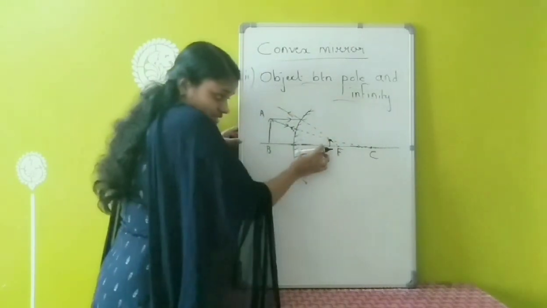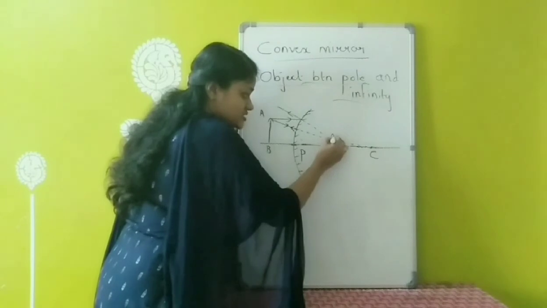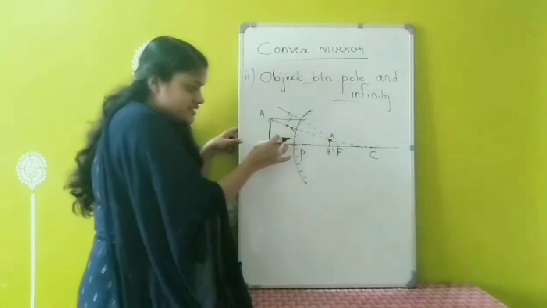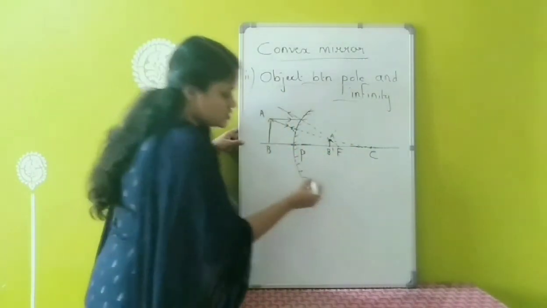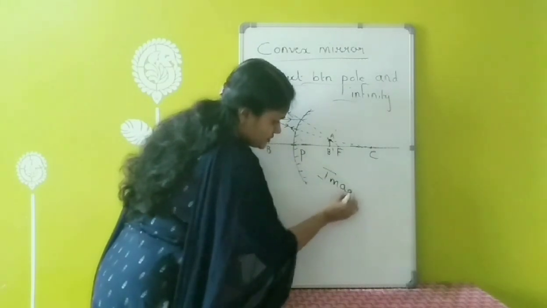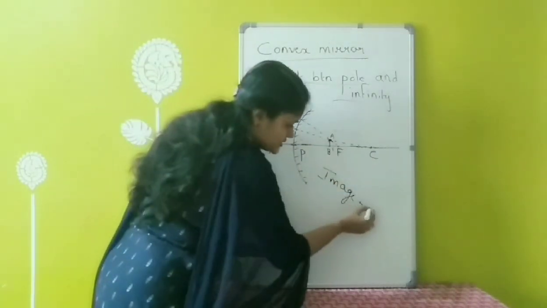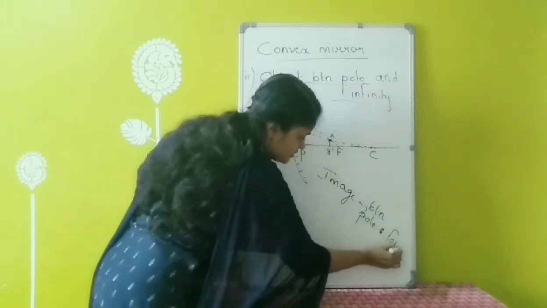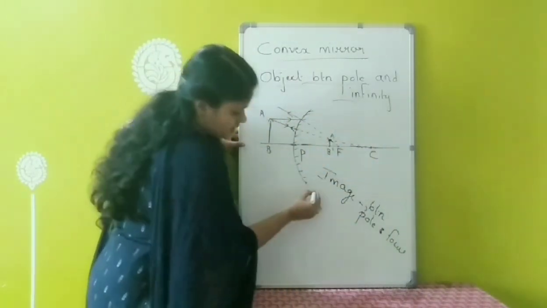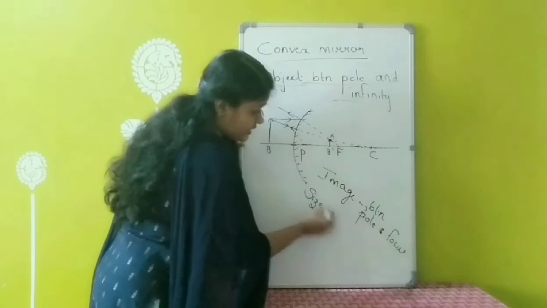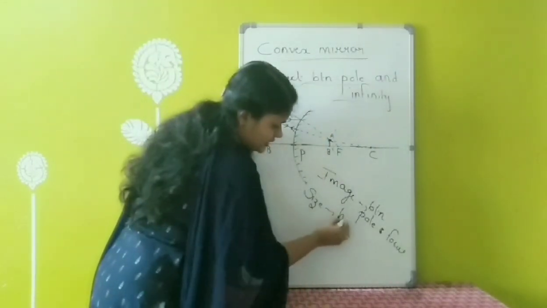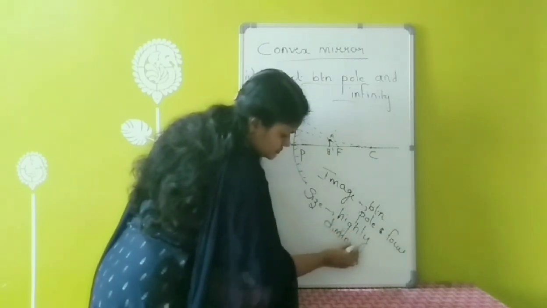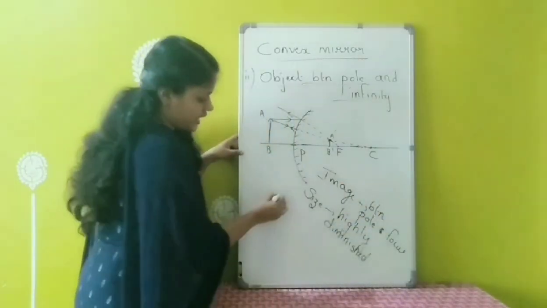Diminished. So it is the image we are getting above the principal axis. So it is an erect image, A dash, B dash. So it is an erect image as well as virtual image because we are getting the image behind the mirror. Okay. So where are we getting the image? Between pole and focus, behind the mirror. Size of the image is highly diminished, small image. Highly diminished image.